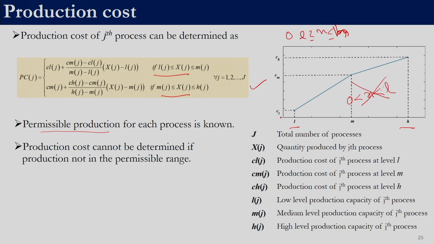The algorithm does not ensure this. The algorithm knows only the lower bound and the upper bound, so it can give any value between the lower and upper bound. Now if we get a solution over here, let us say the lower bound is 10 and the algorithm gives a value of 3, then we do not know how to calculate the production cost. So production cost cannot be determined if production is not in the permissible range.